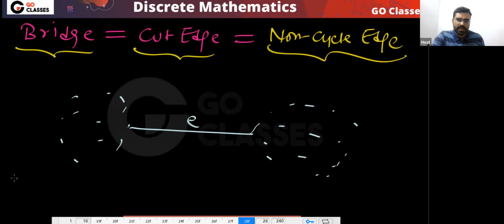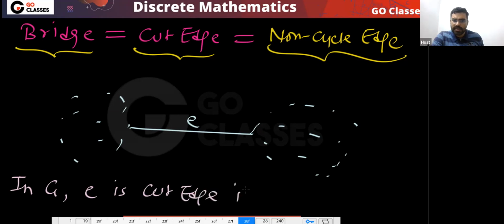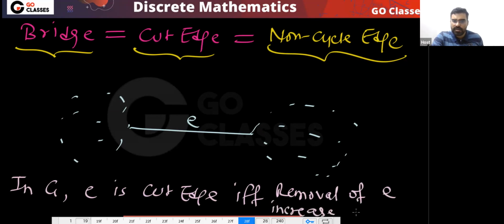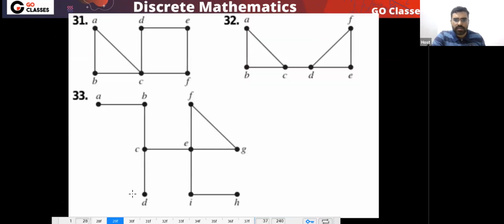I can say in G, E is cut edge if and only if in G minus E, number of components will increase. So you have G. Okay, in this G, let's assume A is cut edge if and only if number of components will increase in G minus A. Removal of E increases number of components. You already know this. Okay, so this is your graph.